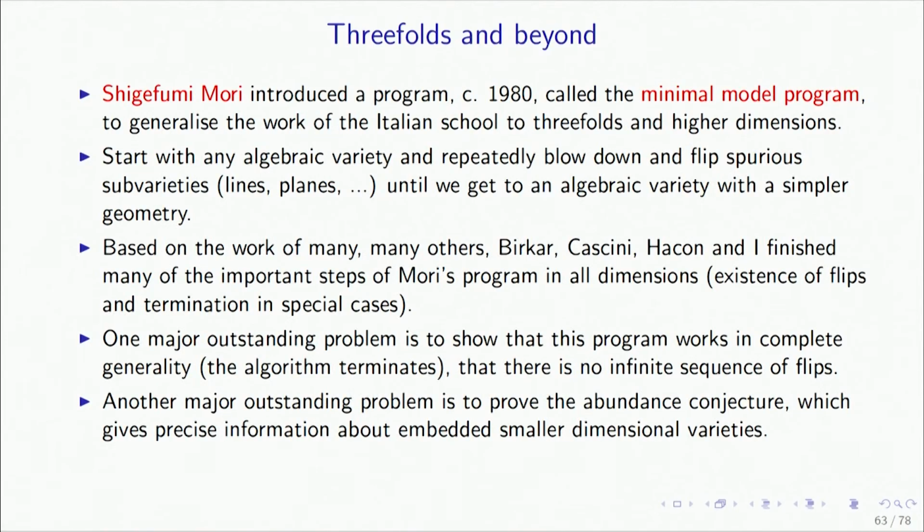And then another major outstanding problem is to prove the abundance conjecture, which I'm not going to tell you what it is, but it would give you precise information about smaller dimensional varieties. And so somehow the philosophy of the minimal model program is to take a variety and to understand it by breaking it up into simpler pieces.